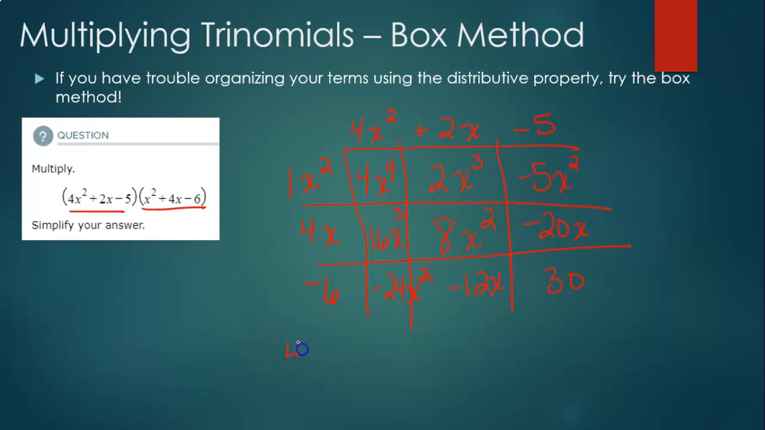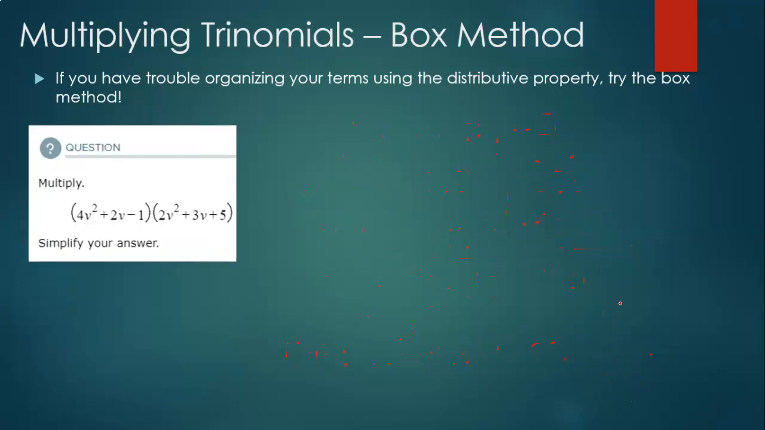So now I'm going to combine my like terms. My 4x to the 4th is the only x to the 4th, so I just bring it down. Positive 16x to the 3rd plus 2x to the 3rd is 18x to the 3rd. So those are taken care of. Negative 24 plus 8 is negative 16. Negative 16 plus negative 5 is negative 21x squared. So that takes care of all of our x squareds. Negative 12x and negative 20x make negative 32x. And then we just bring down our plus 30.